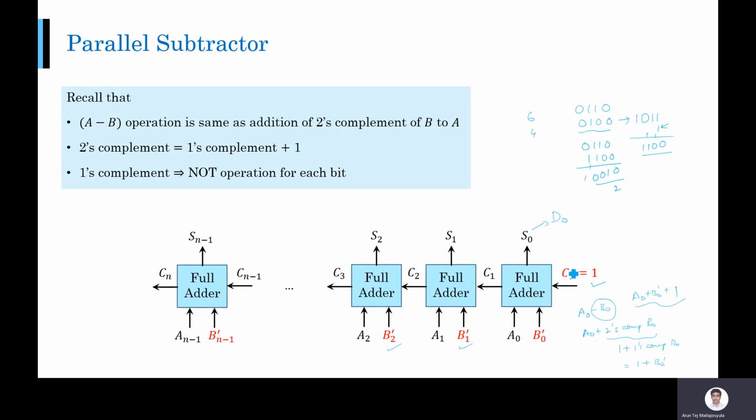So the same concept is being used here. You add 1 in place of the carry here, and then you will generate all these different values, D1, D2, and so on. So I use the same circuit except with a small modification to get a subtractor, a parallel subtractor.